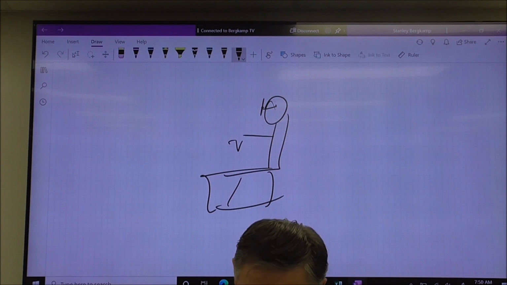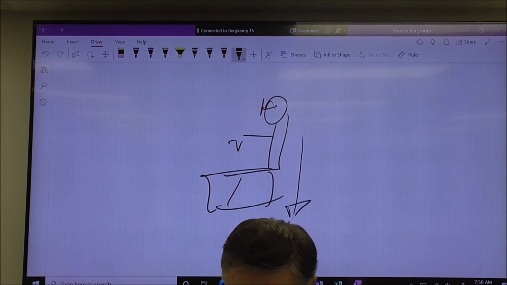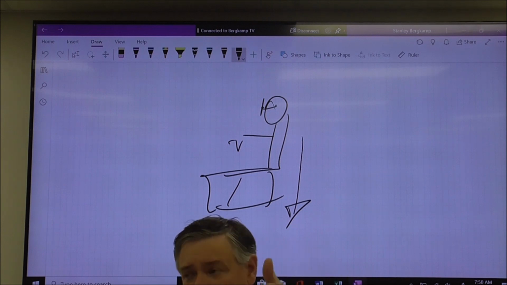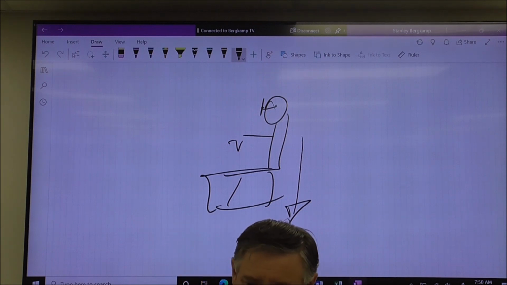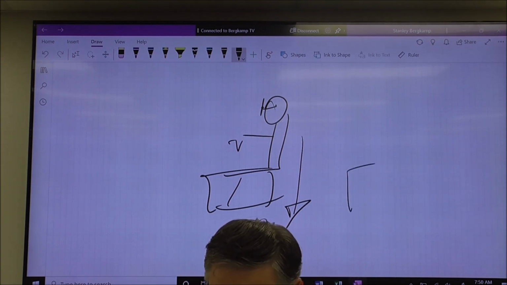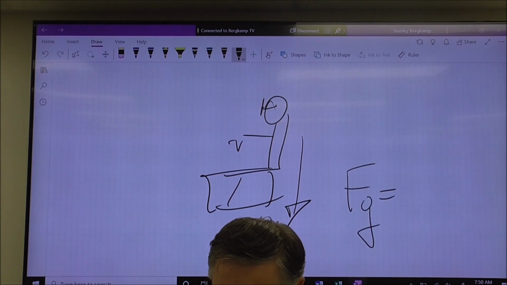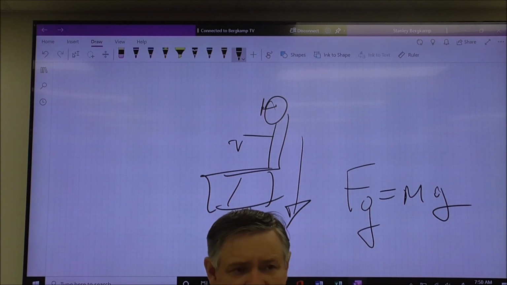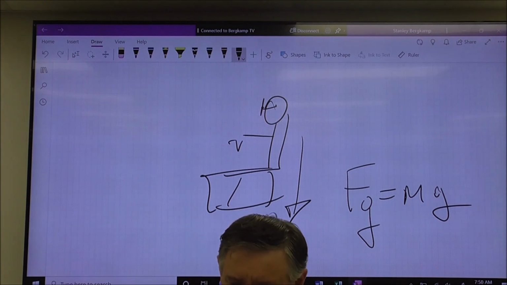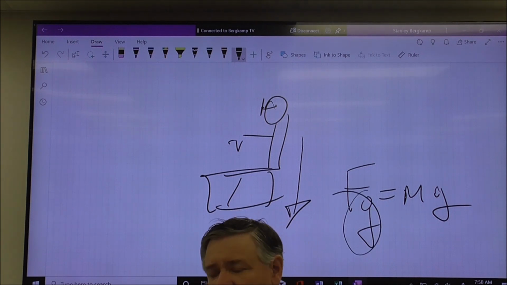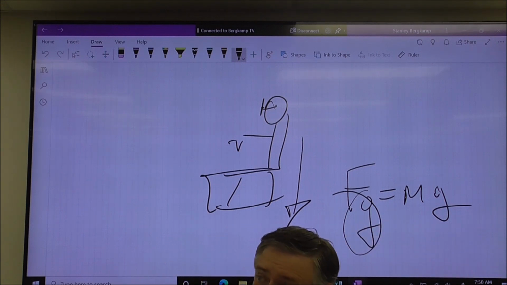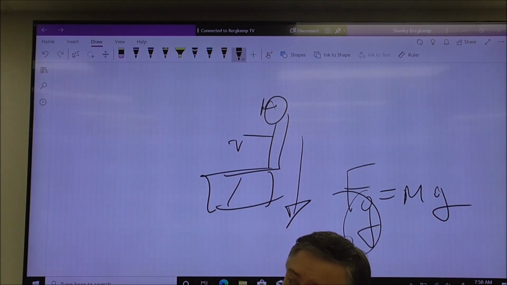So gravity is pulling down on Hector. Later on, you'll see that there's a couple of different ways you can calculate the value of that gravitational force. One option is that you can use this equation, Fg equals mg. When we begin to talk about forces, a lot of times we're going to use subscripts to indicate what that force is. For example, if we're talking about gravity, we're going to call that F sub g.